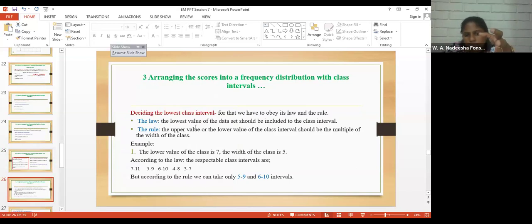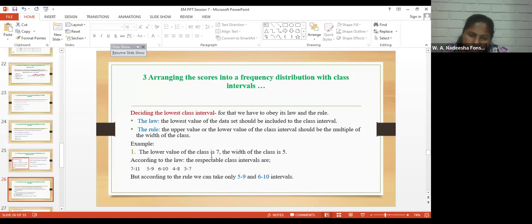The rule is, when you consider the class interval, there are two values, the upper value and the lower value. For the upper value or the lower value, the class width or a multiple of the class width should be there. You can understand it like this. Assume the lower value of the class is 7 and the width of the class is 5, then according to the law, we can define the class intervals.